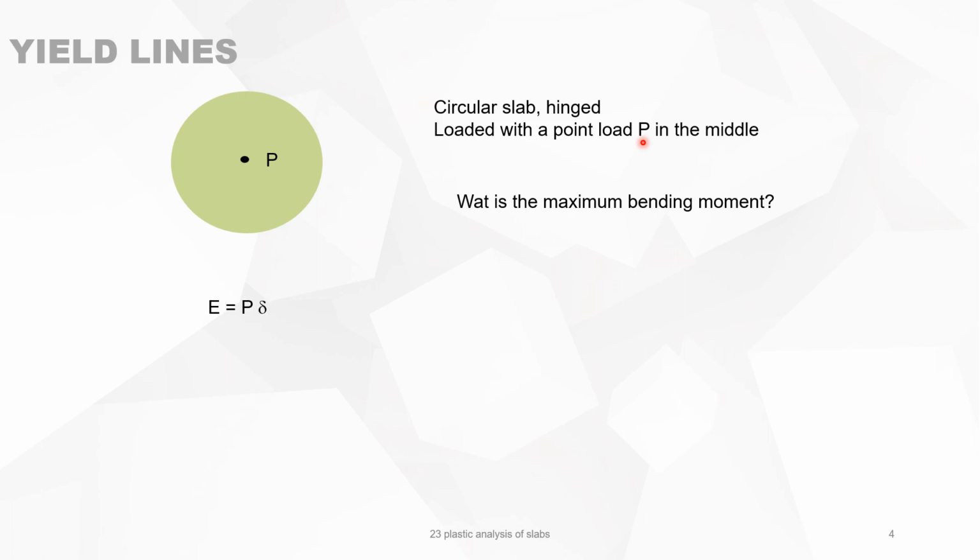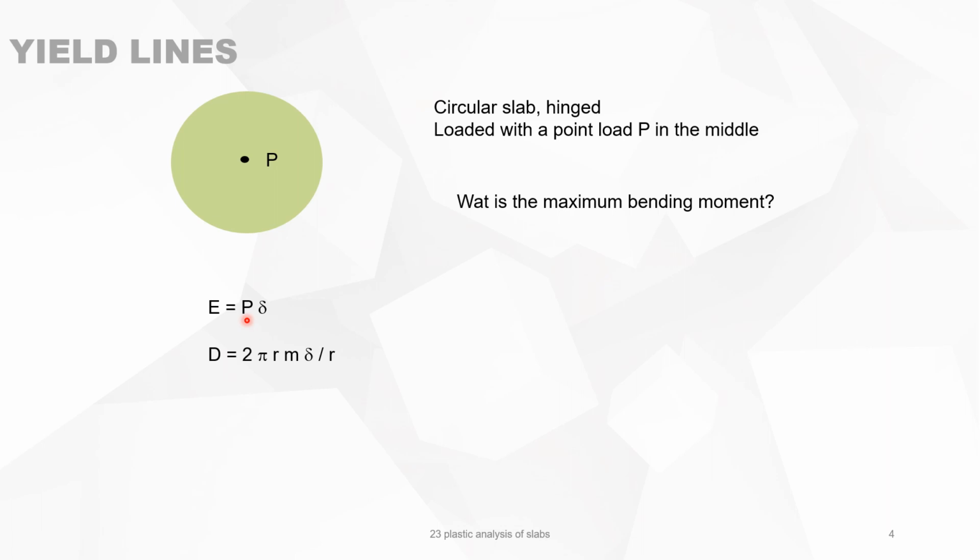We use the method of virtual work done. The external energy E done by the loads moving equals N times delta, but N is P, so you only have the load P times its displacement in the direction of P, which is delta. So E equals P times delta.